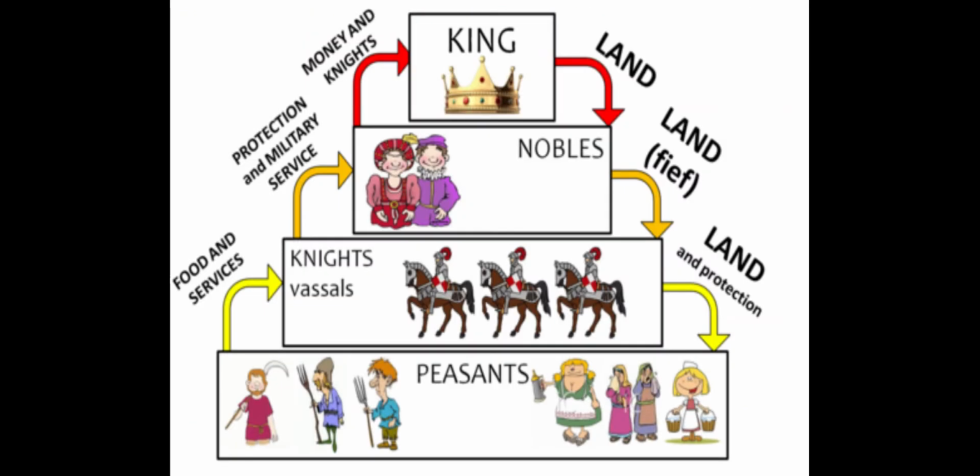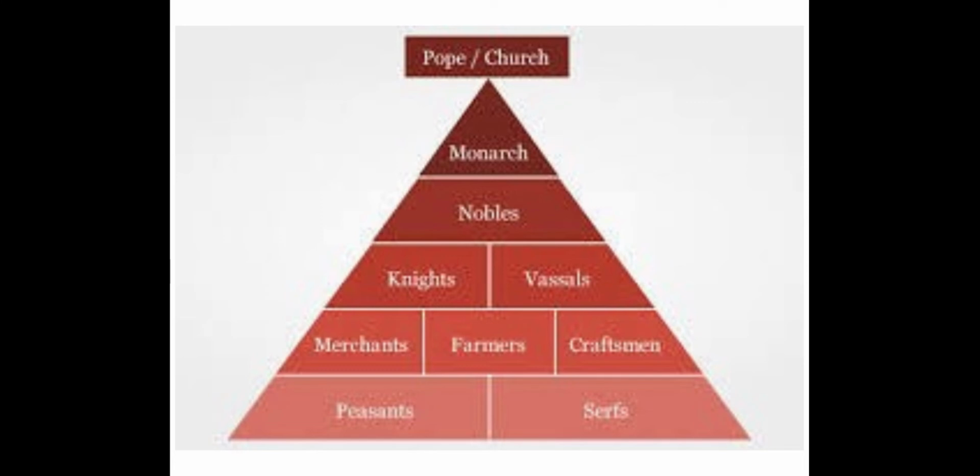They are growing. Here is feudalism: kings, nobles, knights, vassals, and then peasants. Here's another one that's going to go through. It's got the monarch, the nobles, the knights and vassals, the merchants, farmers, craftsmen, and then peasants and serfs.